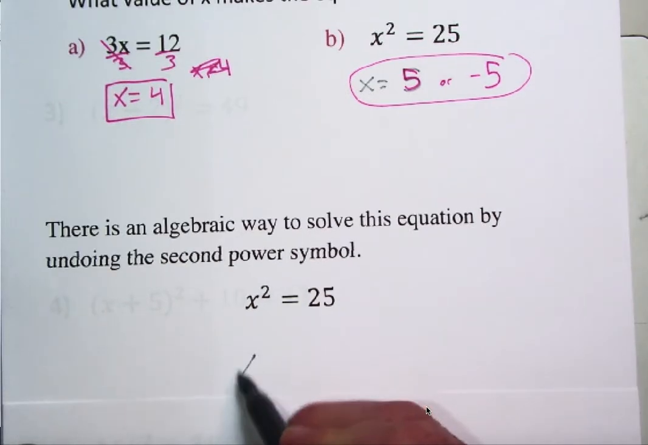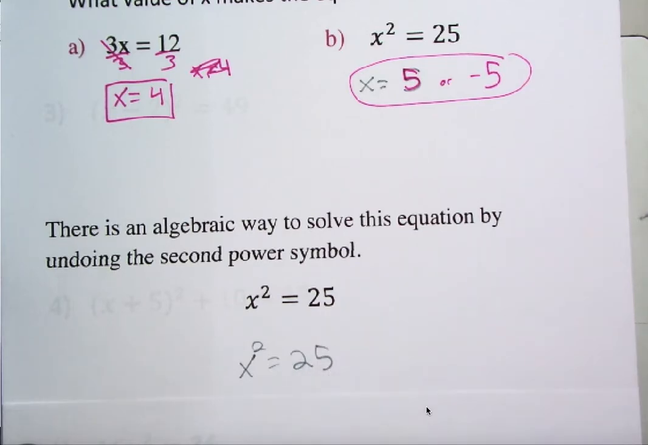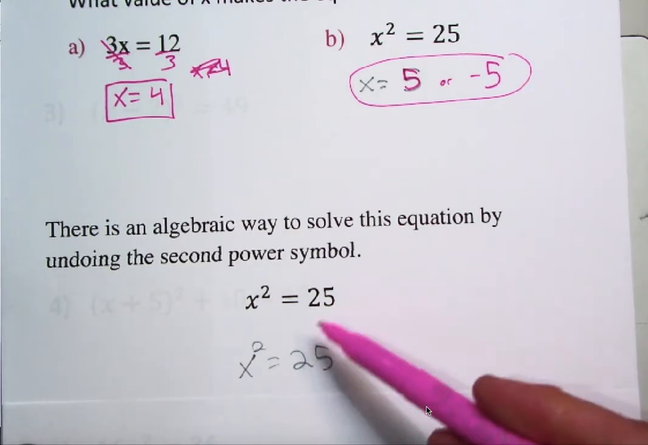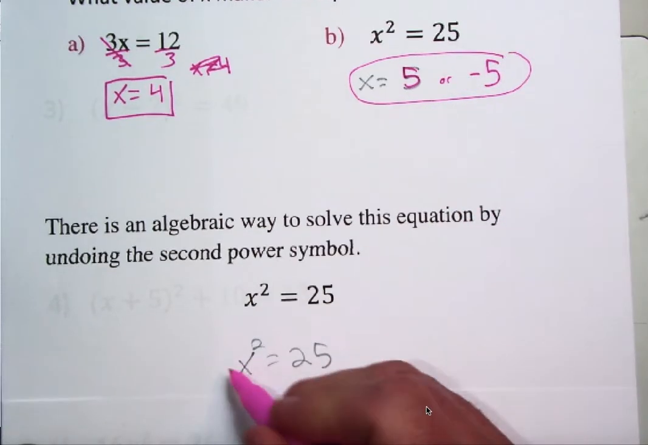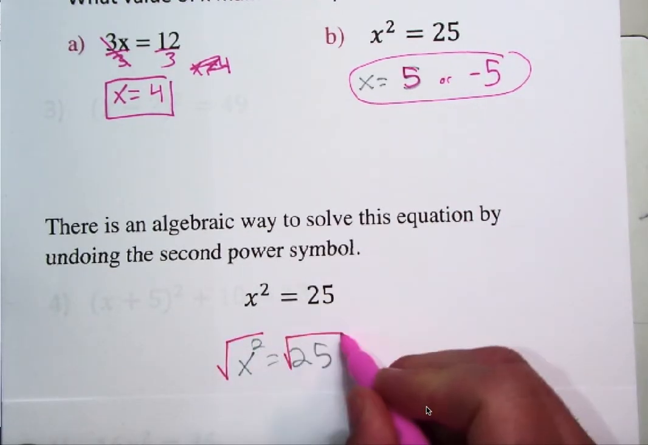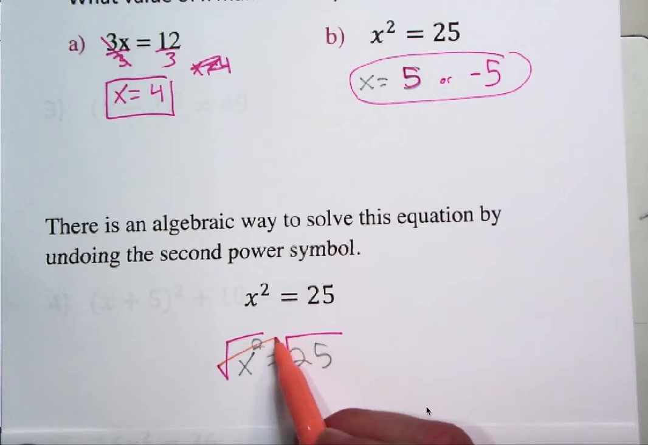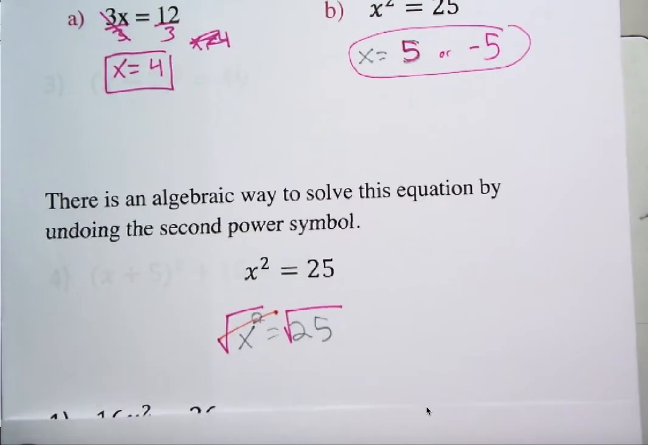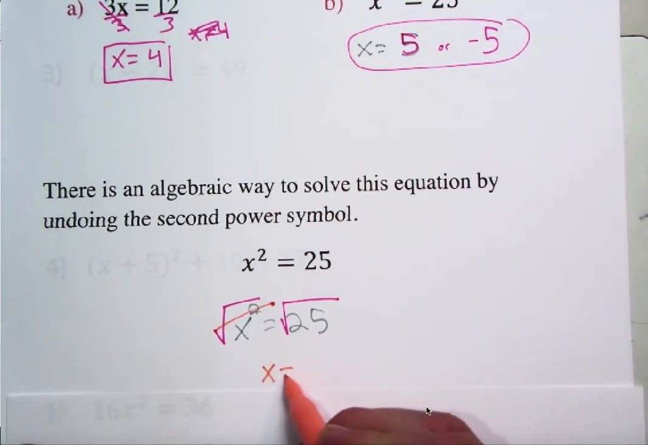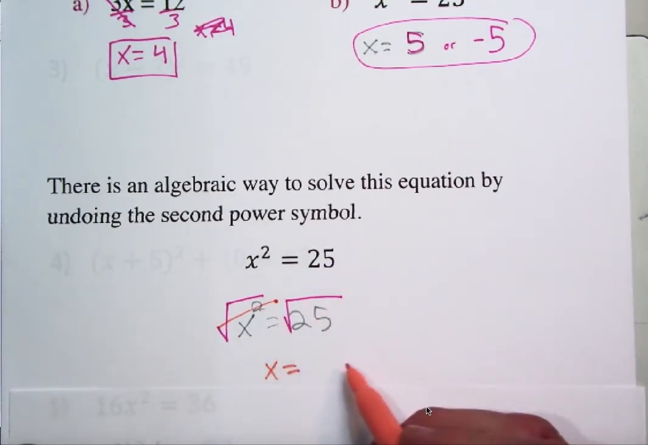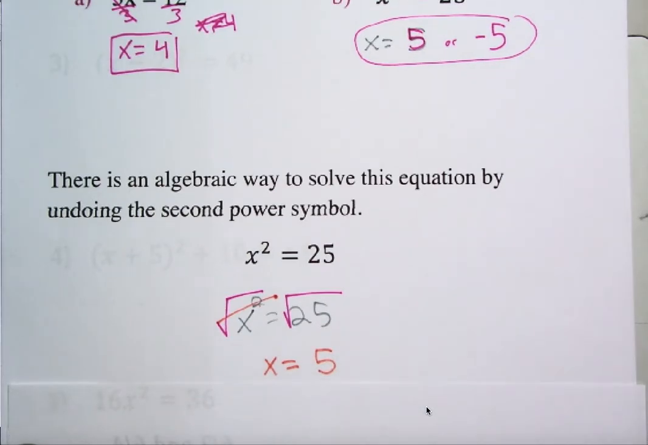So if I want to undo something squared, what would turn a 25 into a 5, right? So we're actually going to take the square root of both sides. A square root cancels out a square right here. So the square root of x squared, well, these two cancel out. And then we're left with x equals the square root of 25, which is 5. Sweet. So that's our new thing. We can take the square root of both sides, and we find our answer.